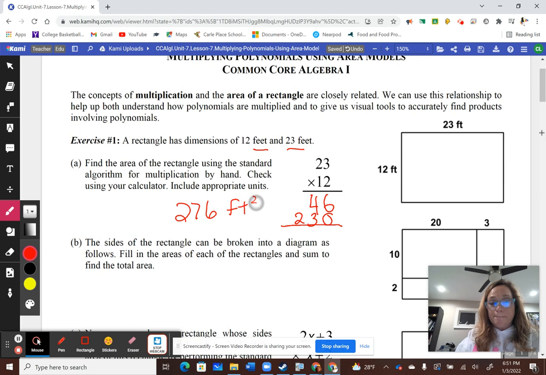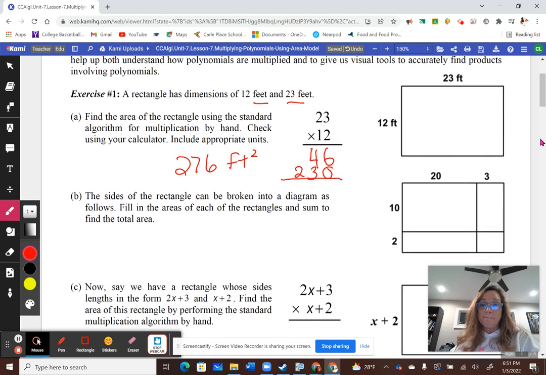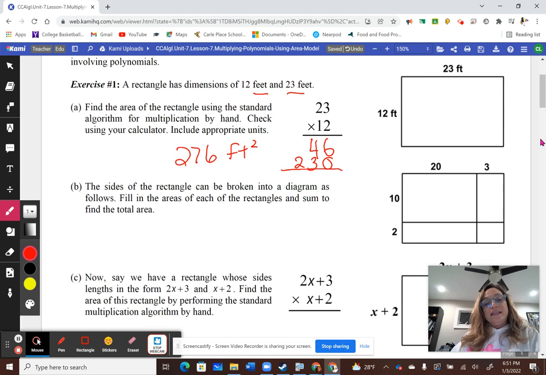When you add that together, you get 276, and it's feet times feet, which would be feet squared. And that's the old-fashioned algorithm, or some people used to call that column multiplication. Well, this idea that we're using is that we're going to take the 23 and break it down into 20 and 3, 20 plus 3, which is 23.